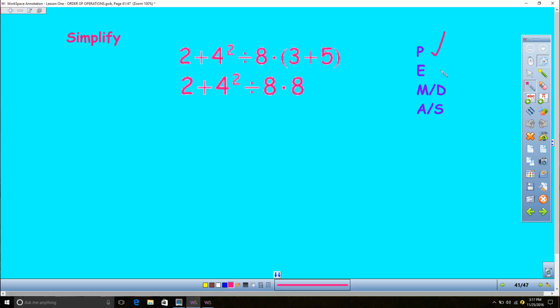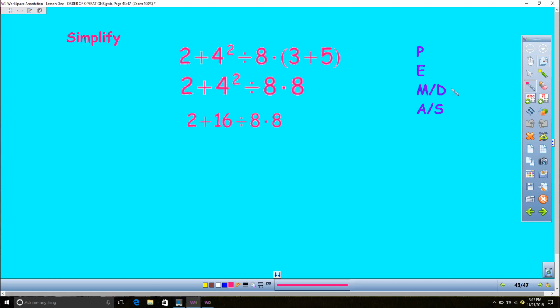Now I look for exponents, and I decide I'm going to do exponents next. So bring down everything you're not using. Notice I brought down everything just like it was except the 4 squared, or the 4 to the second power. Instead of bringing it down, I bring the answer down. And 4 to the second power means 4 times 4. Please don't make the mistake of saying it's 4 times 2. It means 4 times 4.